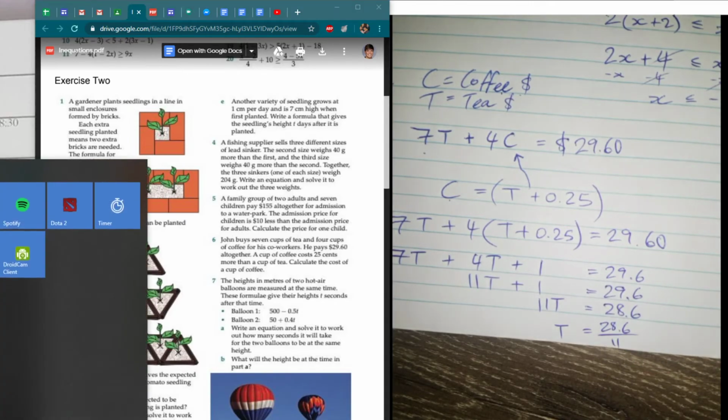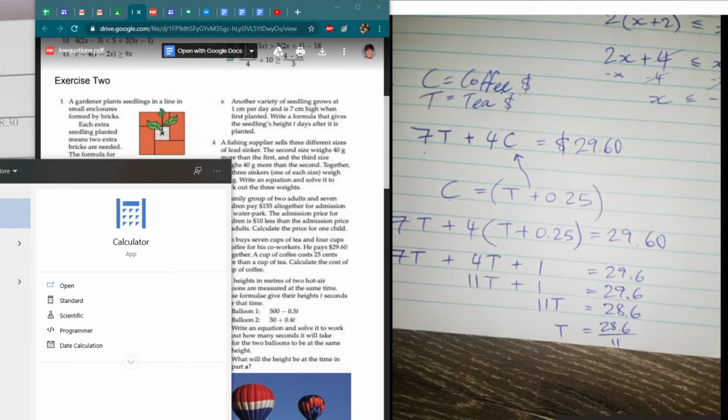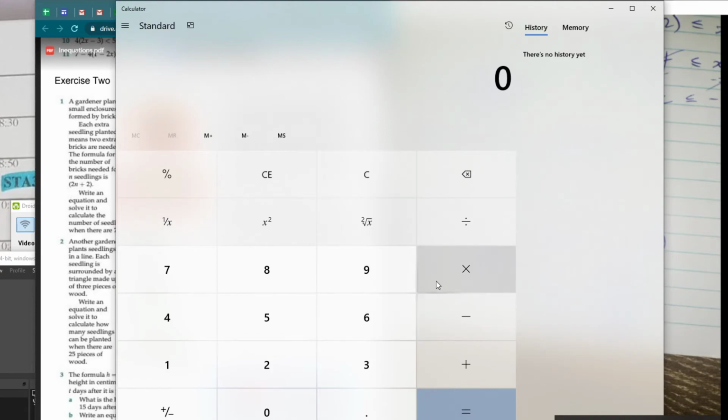I don't think I can do that in my head. Don't worry, I've got this. No, it's a lame calculator. Sorry, guys.